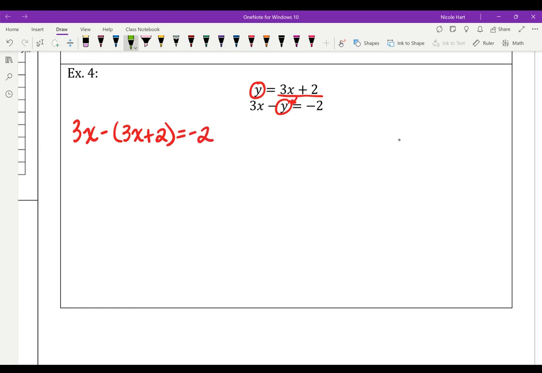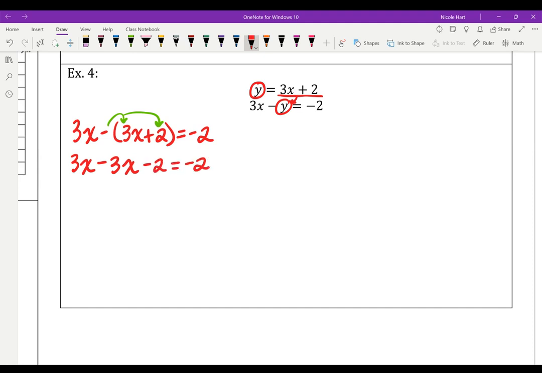Now that negative symbol or the subtraction symbol in front of the parentheses is going to distribute to each piece inside. So you can think of it as a negative 1 if you would like. You don't have to, but you could say negative 1 times 3, negative 1 times 2, or just take the negative symbol and put it in front of each item. So then we have 3x minus 3x, and then the negative symbol also goes to the 2, minus 2 equals negative 2.